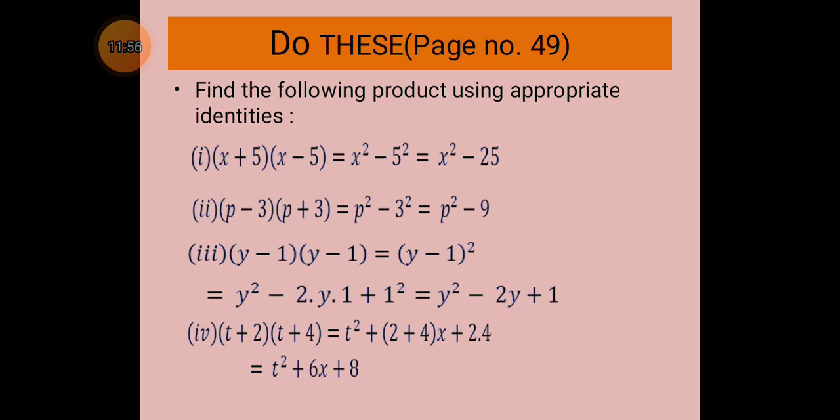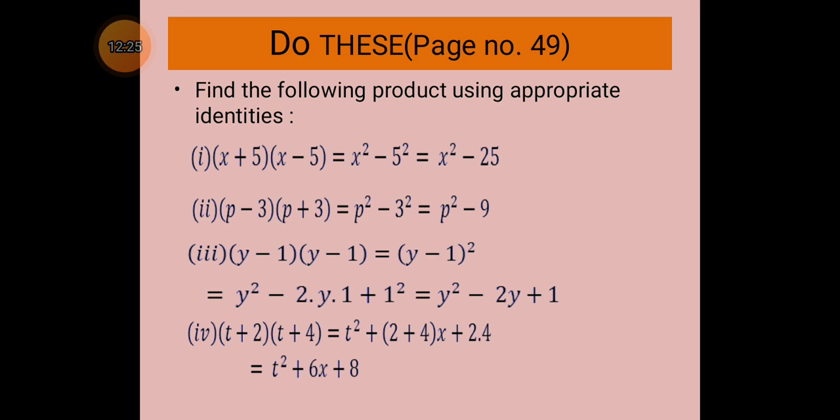Again, observe the second question: (p − 3)(p + 3). This is also in the form of (a + b)(a − b) = a² − b². p² − 3². p is a variable, so we cannot find its square; we write it simply as p². 3 is a constant, so 3² means 3 into 3, which we can write as 9. So (p − 3)(p + 3) is p² − 9.